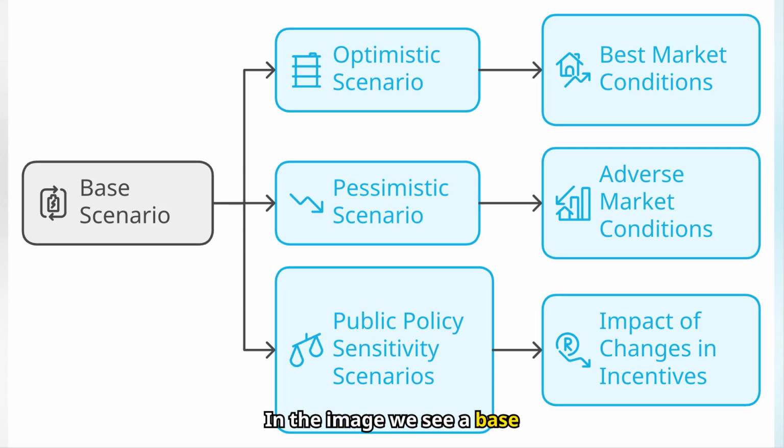In the image, we see a base scenario as a starting point, accompanied by optimistic and pessimistic scenarios to evaluate different market conditions. The baseline scenario uses realistic projections of energy prices and operating costs, while the pessimistic and optimistic scenarios anticipate unfavorable conditions and potential opportunities.